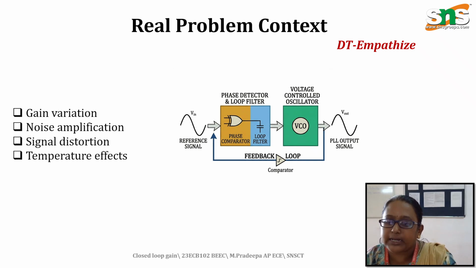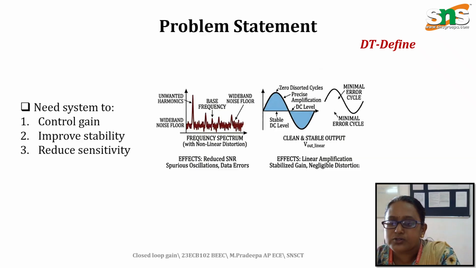Next, what is the real problem? The real problem is based on gain variation, then the stability varies. Due to the stability variation, some noises will add to the signal, and those noises are called signal distortions. Sometimes due to our device temperature effect, there will be some noise in the signal. This will also degrade the signal stability. So to give an optimized and positive signal amplification with full stability, we'll be using the closed loop gain.